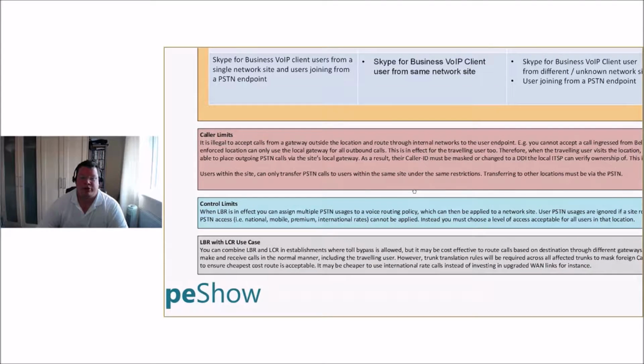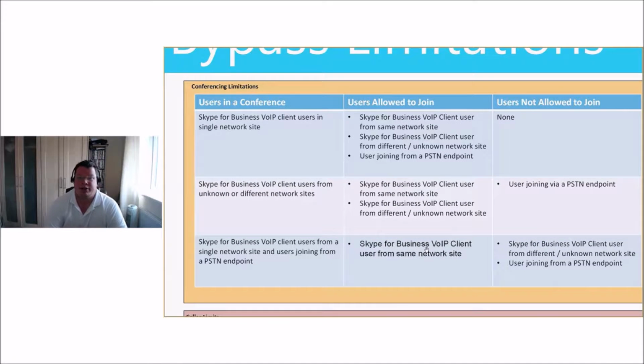What I want to talk about now is conferencing limitations for when toll bypass is prevented. So the first situation I want to talk to you about is when you have two Skype for Business users within the same network site that's enforced for toll bypass. So in any of these situations, it's important to point out that when I talk about conferencing, it's down to whether the conference organizer is within a site where toll bypass is prevented.